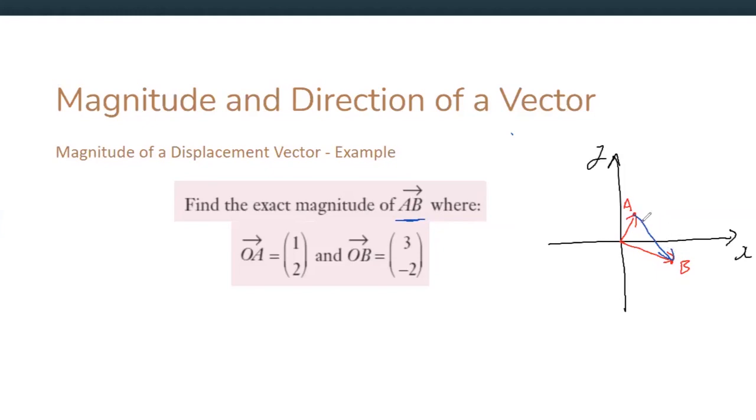And so the way we're going to do that is we're going to take point A, which is (1, 2), and we're going to take point B, which is (3, -2), and we're just going to find the distance between those 2 points, just like you would in normal coordinate geometry. And so that's going to be that the magnitude of AB, the vector, is equal to the square root, and it's going to be the difference between the two x values and the difference between the two y values.